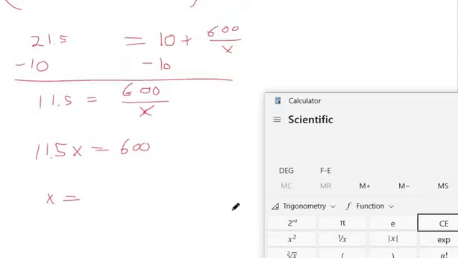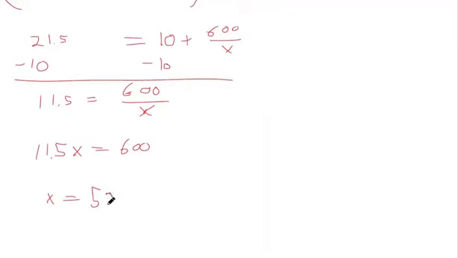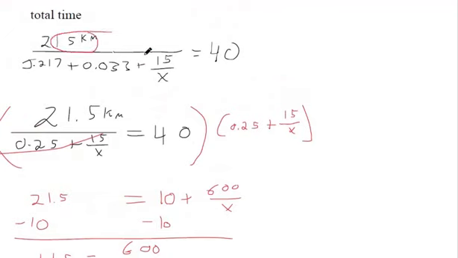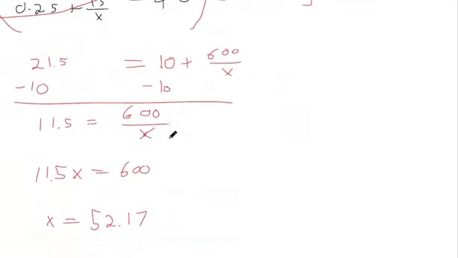So 600 divided by 11.5, I've got 52.17. So we should be traveling 52.17. Remember, our units were kilometers, and then in the bottom this was hours. So that's 52.17 kilometers per hour.